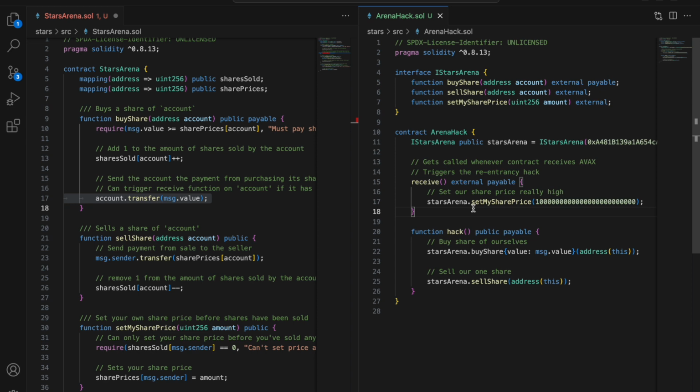Okay. So yeah, then I wrote a pretty basic hack function for us to call to actually hack the contract. What it's going to do is buy a share of ourselves, and then sell a share. So this buy is going to trigger sending us money, and then we set our price high, and then we sell our share for $1 million. Wow. Does that make sense? Do you have any questions about this? No, I think it makes a lot of sense.